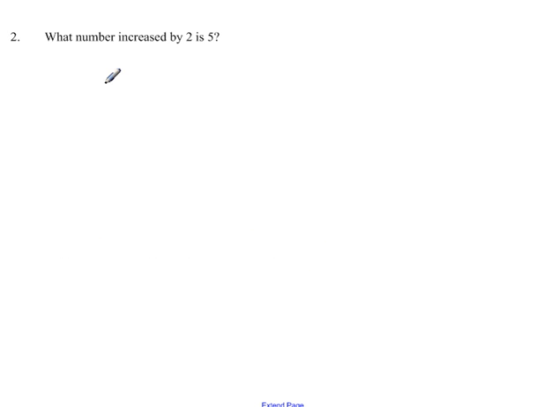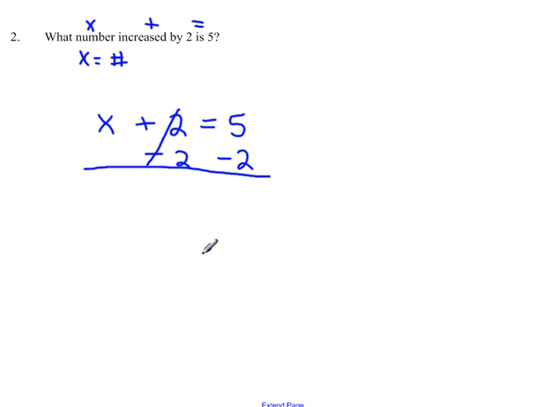All right, here's another problem. What number, so we're going to say x is the number, increased by, that's addition, 2 is another way to say equals. So this equation would be what number x plus increased by 2 is 5. So now you've translated it. What we want to do is solve it. To get rid of a plus 2, we want to do the opposite, which is subtract 2. So the plus 2 minus 2 cancels to give you 0, leaves you x equals 5 minus 2, or 3.